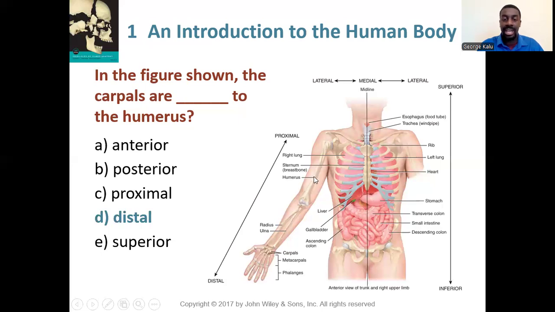And again, you can't use superior or inferior here because we're talking about a limb. You're talking about your arms. It's not proximal. Proximal would be the opposite. So you could say the humerus is proximal to the carpals. And then anterior and posterior don't fit here just because they're all on the same line.